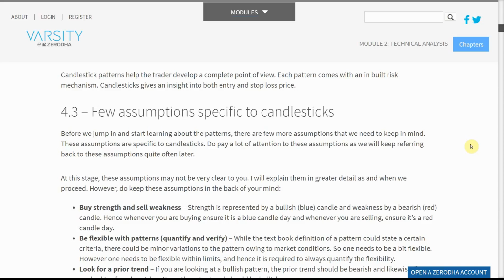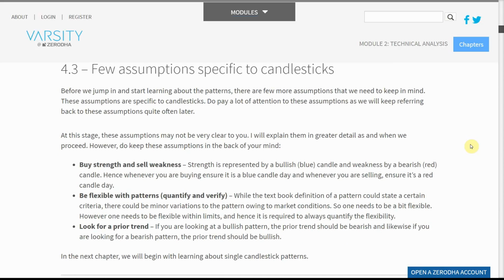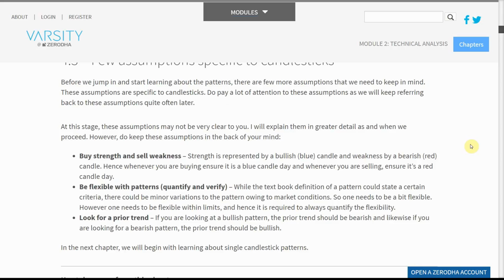4.3 Few assumptions specific to candlesticks. Before we jump in and start learning about the patterns, there are a few more assumptions that we need to keep in mind. These assumptions are specific to candlesticks. Do pay a lot of attention to these assumptions as we will keep referring back to them quite often later. At this stage, these assumptions may not be very clear to you. I will explain them in greater detail as and when we proceed. However, do keep these assumptions in the back of your mind.